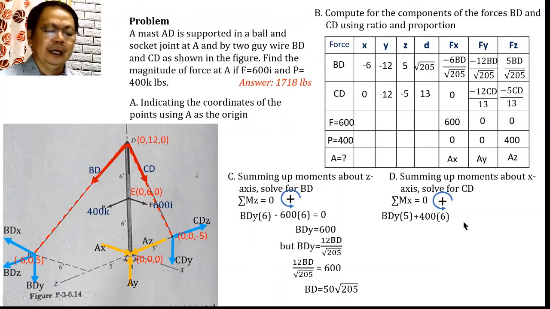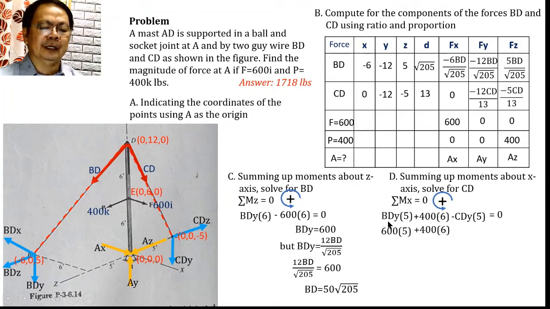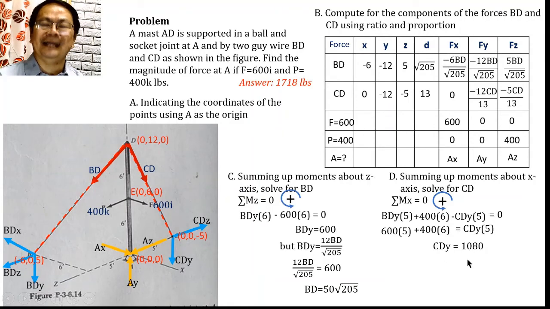Therefore, that would be negative CDY multiplied by the moment arm, which is equal to 5. And all of this must be equal to 0. Substituting the value of BDY, which is already computed to be 600, I will have here 600 multiplied by 5 plus 400 multiplied by 6 minus CDY, or it shall be equal to CDY multiplied by 5. So that when CDY is computed, the value will be 1080.